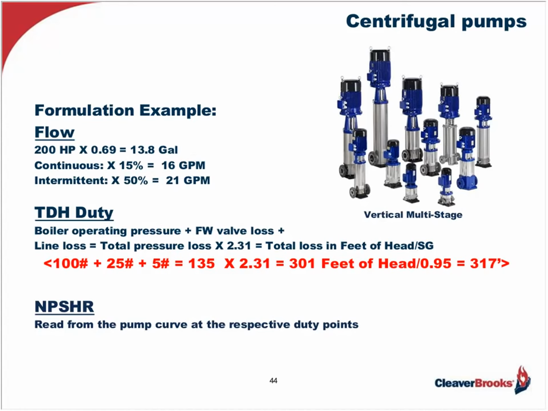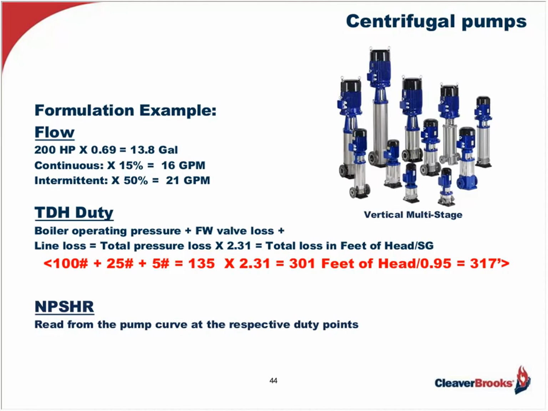So the boiler operating pressure, as far as calculating the total dynamic head, we take the boiler operating pressure plus the feed water valve loss plus the line loss equals total pressure, times 2.31 to get us into feet, and then we divide that by the specific gravity of the water at that temperature. And this would be about 227 degrees. At 60 degrees, it would be 1. At 227, it's 0.95. So you see the math down below. The formula is now calculated.